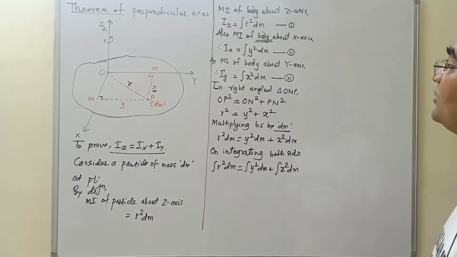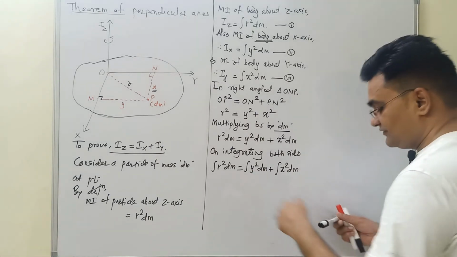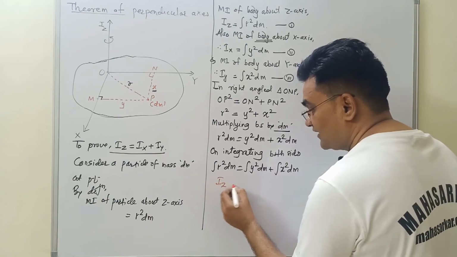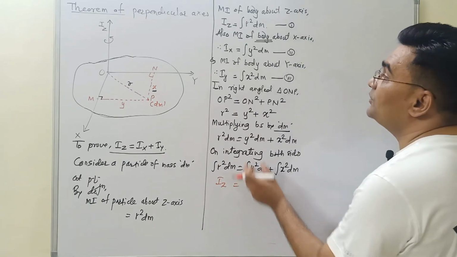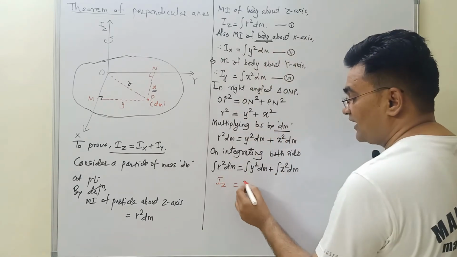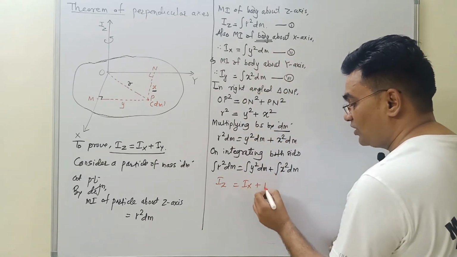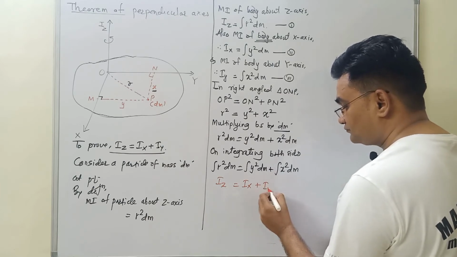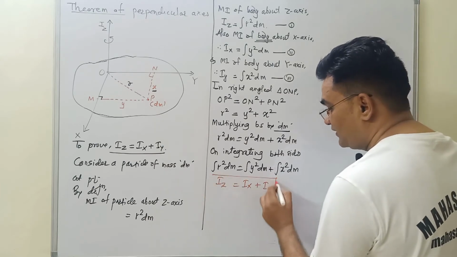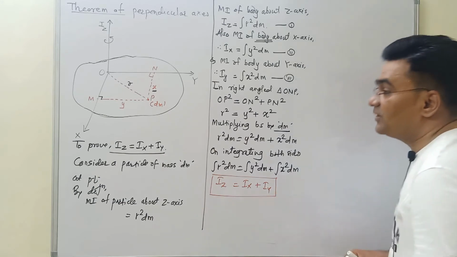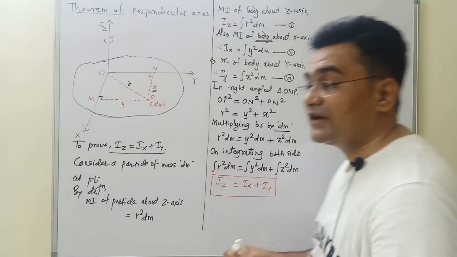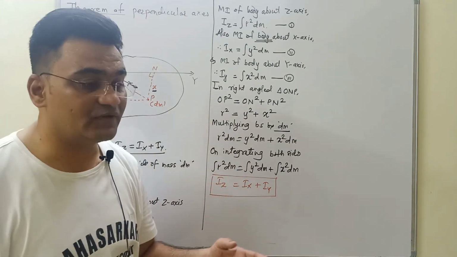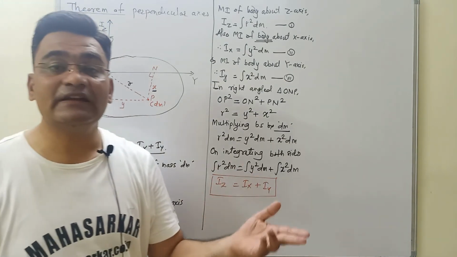Just see equations 1, 2 and 3. The LHS is nothing but Iz, which equals, from equation 2, Ix, and this will be Iy. So we have proven this theorem. We call it the perpendicular axis theorem. This theorem also has unique applications to find the moment of inertia of ring-like material.